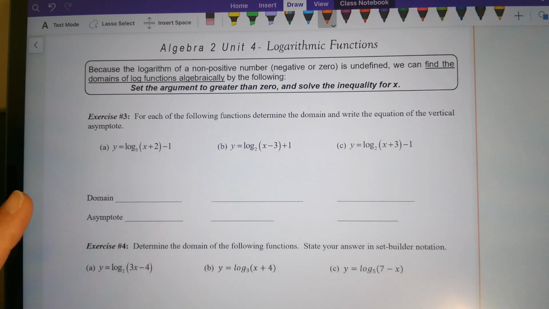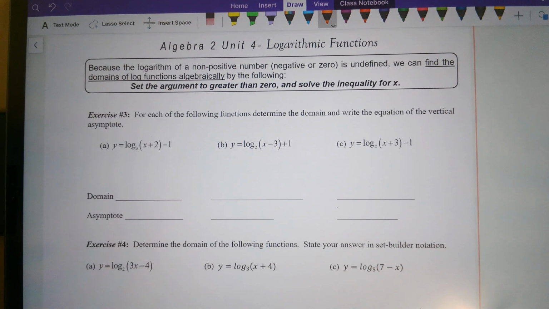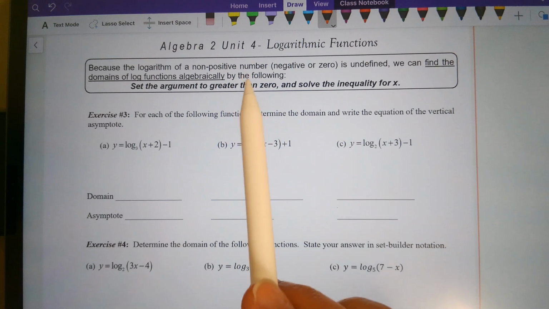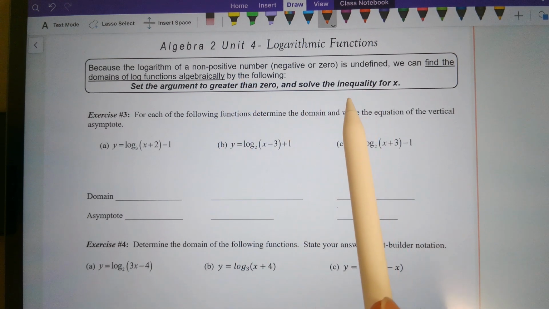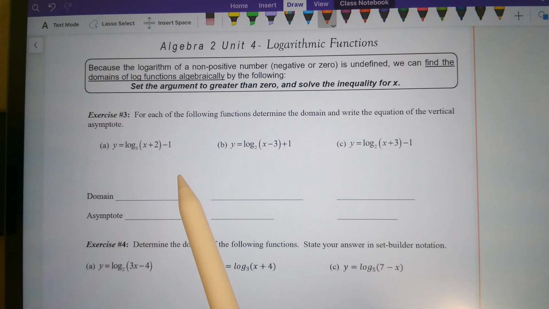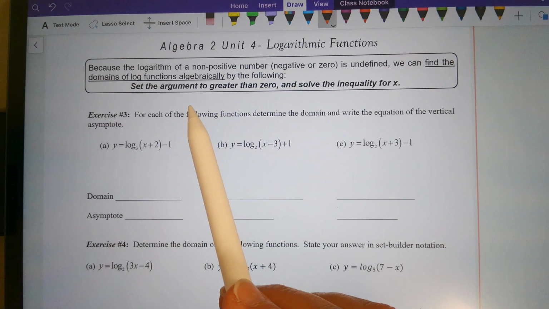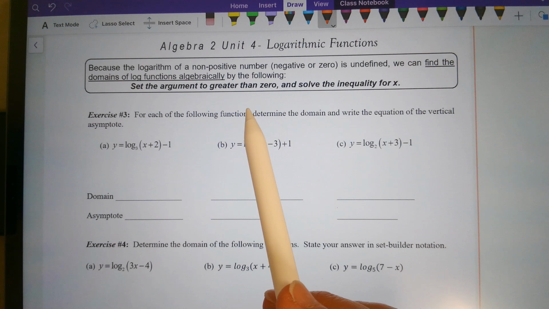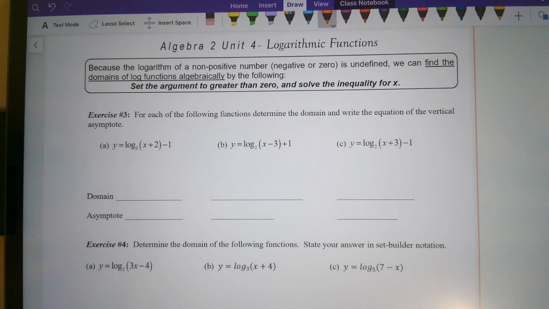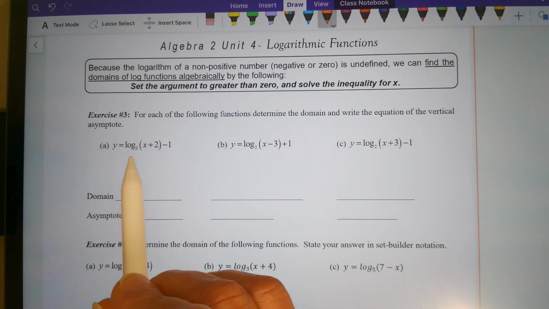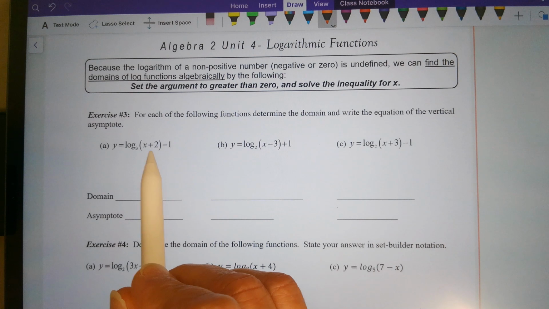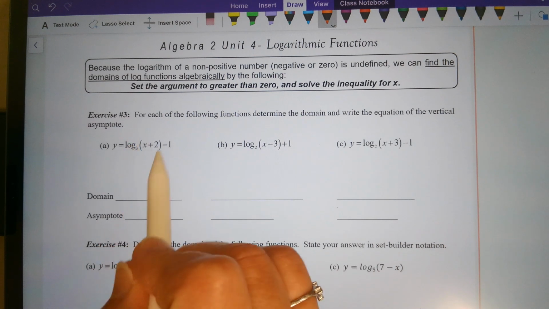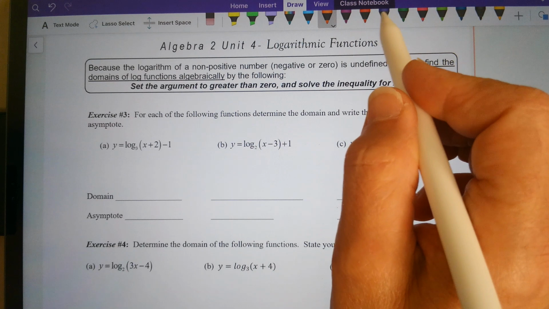Next, we're going to talk about the argument of a log function. Because a logarithm of a non-positive number, negative or 0, is undefined, we can find the domain of log functions algebraically by setting the argument greater than 0. So we set the argument to greater than 0 and solve the inequality. The argument, when we're spelling out log base a, it's the a, right? In this case, log base 3 of x plus 2, whatever follows our log base 3, in parentheses, this is our argument.